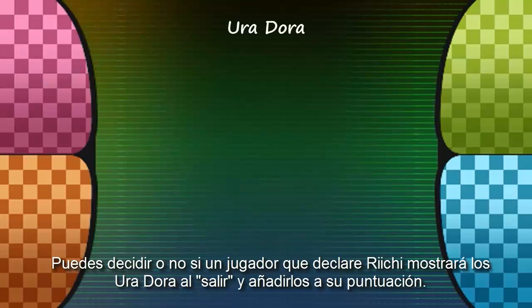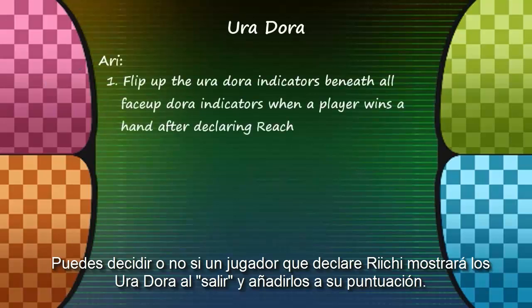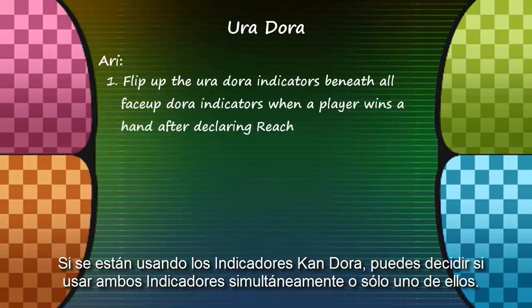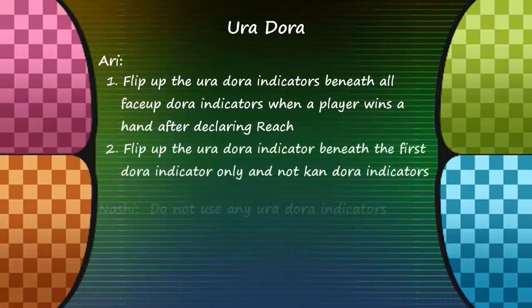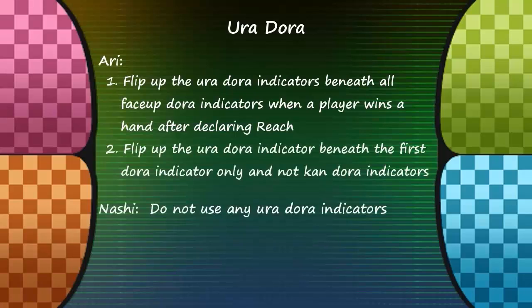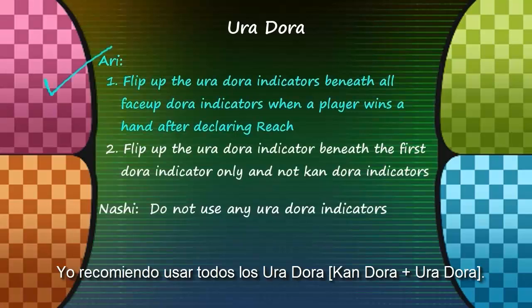You can choose whether or not a player who goes out after declaring reach gets to flip up the Ura Dora indicators before scoring their hand. Tiles marked by the Ura Dora indicators become additional Dora for the winning hand before its Han total is counted. If the Kan Dora indicators are in use, you may choose whether to use the Kan Ura Dora indicators as well. Only the Dora indicators that are face up at the end of a hand may have their Ura Dora indicators flipped. I recommend playing with all Ura Dora in use.